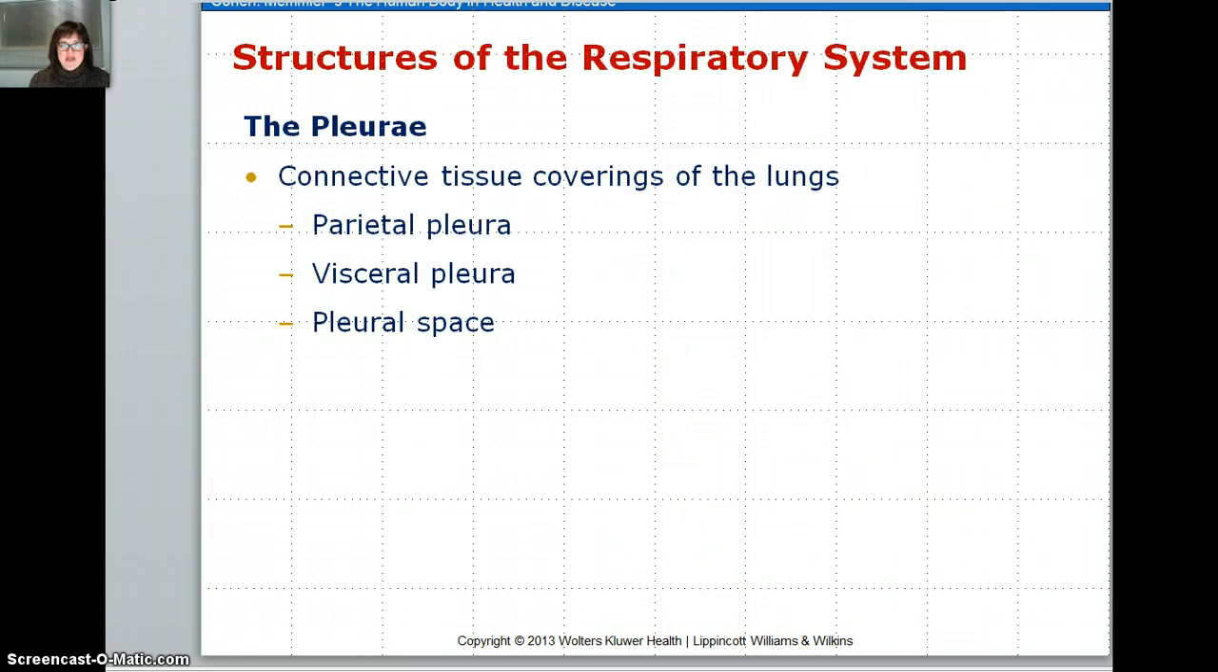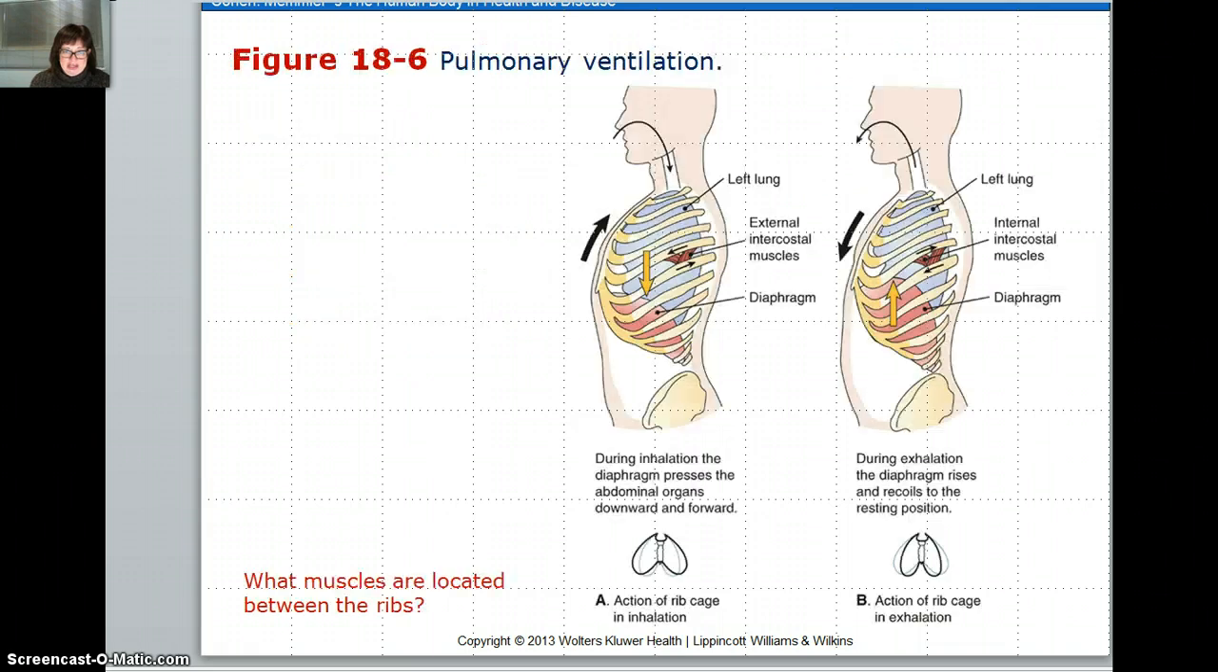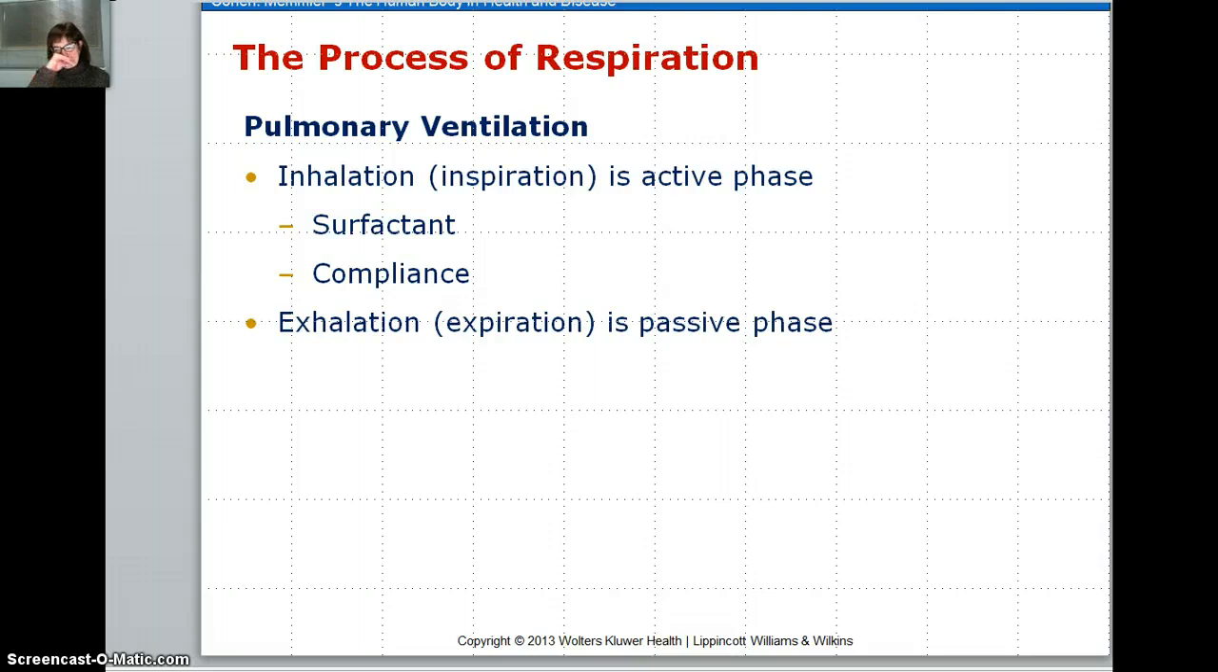As I said, the pleura, you have a parietal pleura and the visceral pleura, and the pleural space is in between. If you ever have a punctured chest cavity, your lung will collapse if air gets into this pleural space, because then your lungs won't stick to your rib cage. There's two types of ventilation. There is inhalation and there is exhalation.